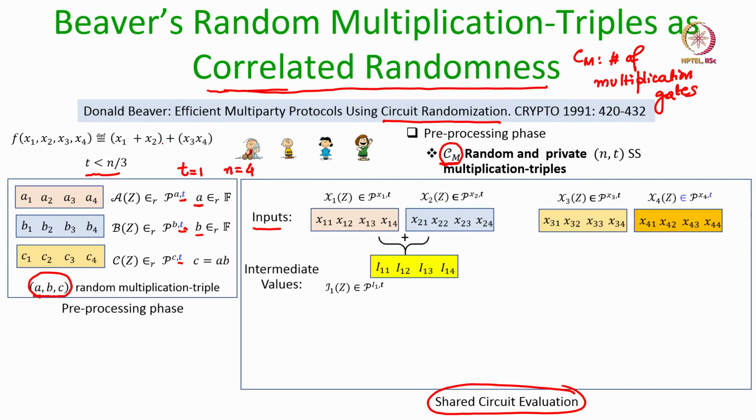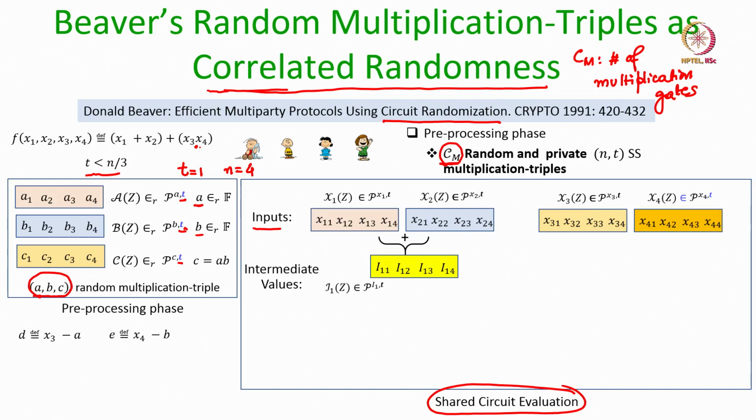Now, the parties will start evaluating the circuit. So, they will start evaluating this plus gate. The inputs for this plus gate are x1 and x2 which are secret shared. So, each party can locally get its share of x1 plus x2 by simply adding its respective shares of x1 and x2. Now, they come to the multiplication gate, which requires the parties to solve an instance of the degree reduction problem.